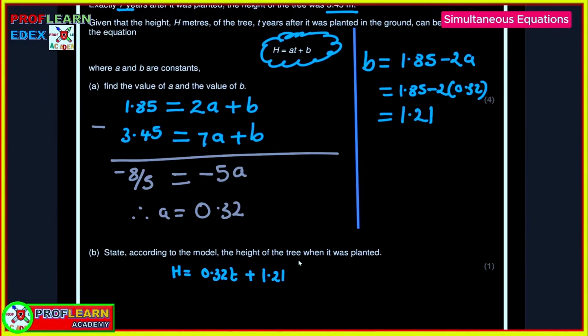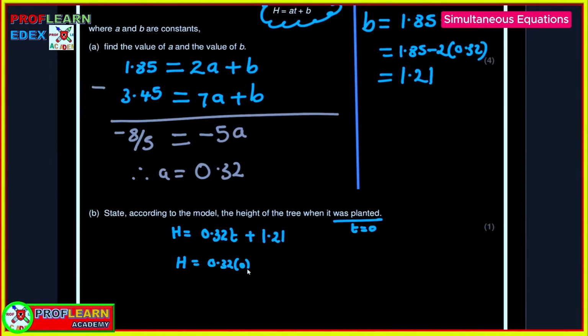Because we want to find the height when the tree was planted, it means when the tree was planted, t was 0, time was 0. So we can say that this equation is going to reduce to 1.21 meters. So when the tree was planted, it had a height of 1.21 meters.